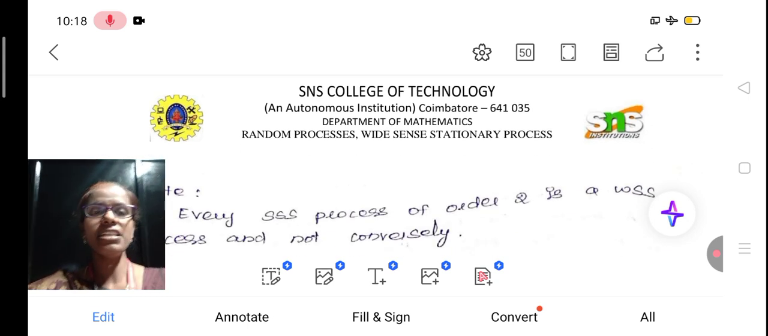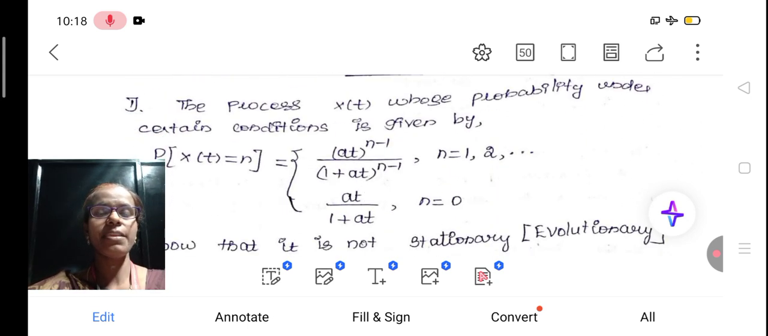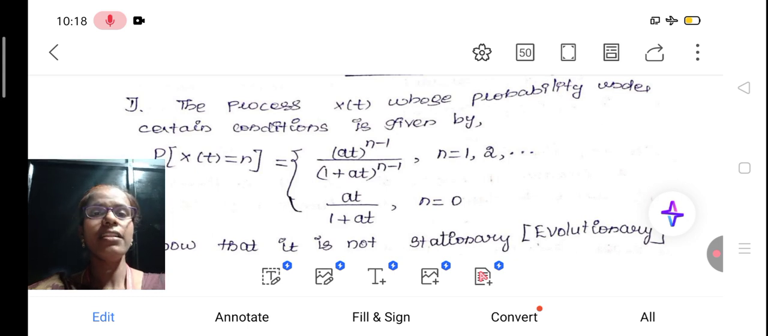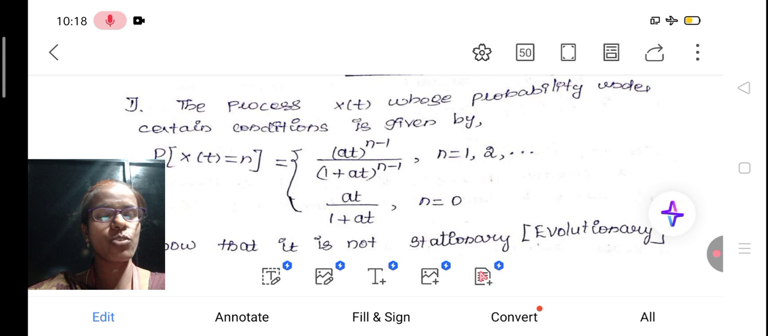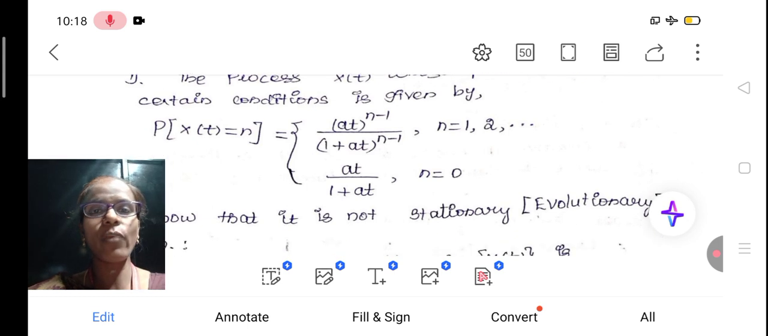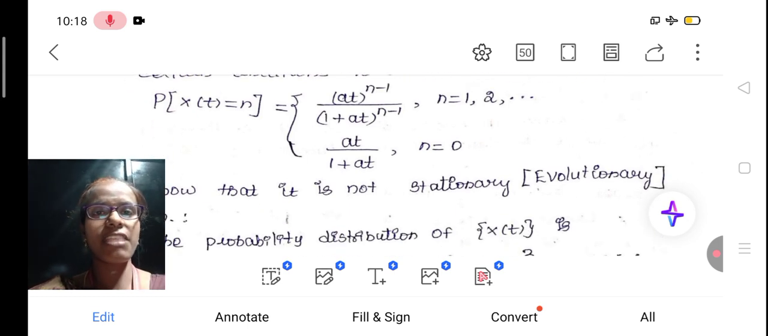The first problem is, the process X(t) whose probability under certain conditions is given by P(X(t) = n) equal to (at)^(n-1) by (1 plus at)^(n+1), n equal to 1, 2, etc. And the second thing is at by 1 plus at, n equal to 0. This is the function which is given in the problem.